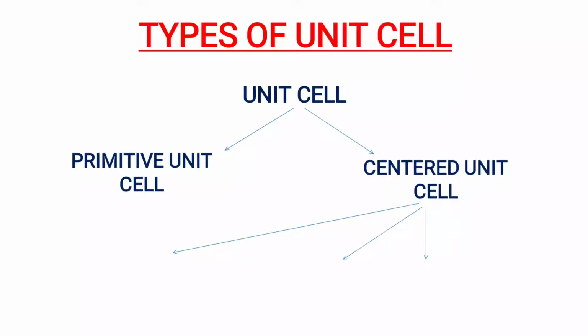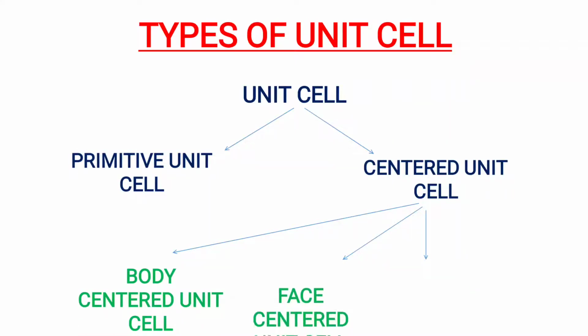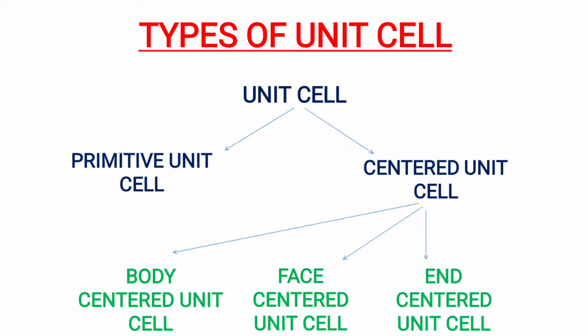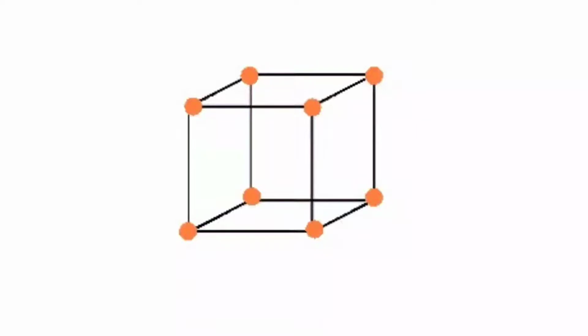Primitive unit cell, students, it's also called simple unit cell. Now centered unit cell is further classified into three types as body centered unit cell, face centered unit cell and end centered unit cell. We will now look at each of these.